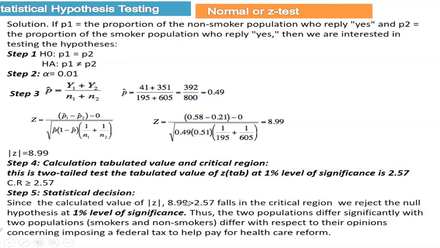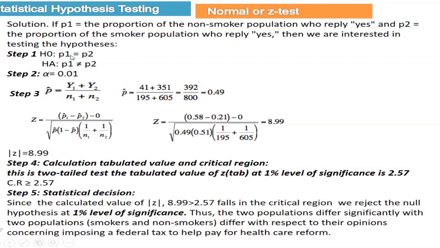Now what is our decision? Our value of 8.99 is far greater than 2.57. That is, our calculated value falls in the critical region. As it falls in the critical region, we do not accept the null hypothesis.